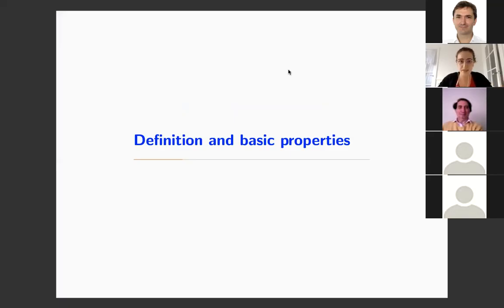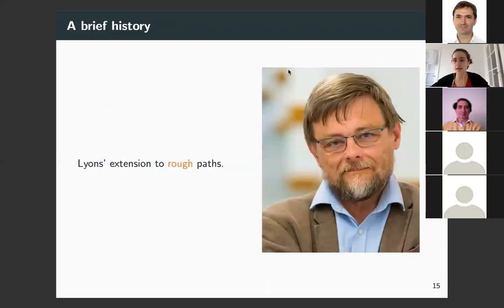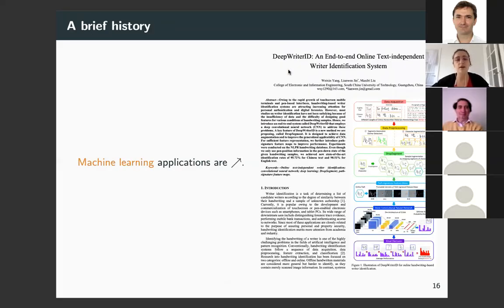So first, the definition and basic properties and a brief history. Everything began with, I hope I'm not saying anything wrong, I think I have experts here, but I think it began with Chen in the 50s. He was the first one to observe that this object of signatures characterizes smooth paths. And then Lyons extended this to rough path theory. And I would say in the last 10 years, and especially in the last 2 years, a lot of applications have been rising that use these signature objects in a range of different areas in machine learning.